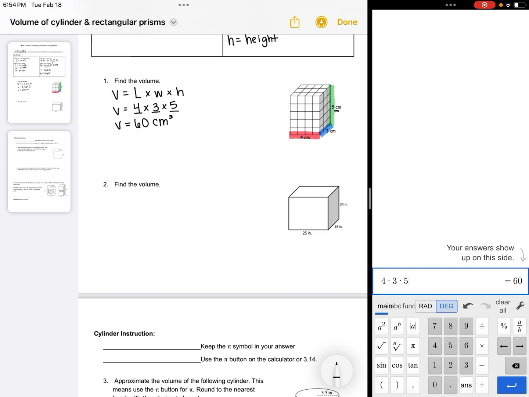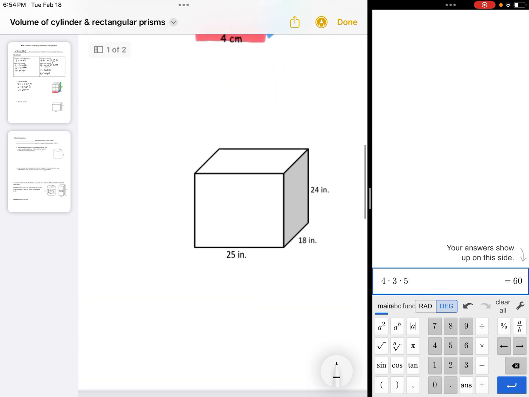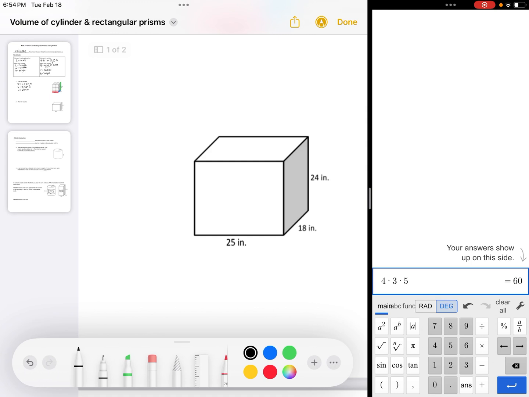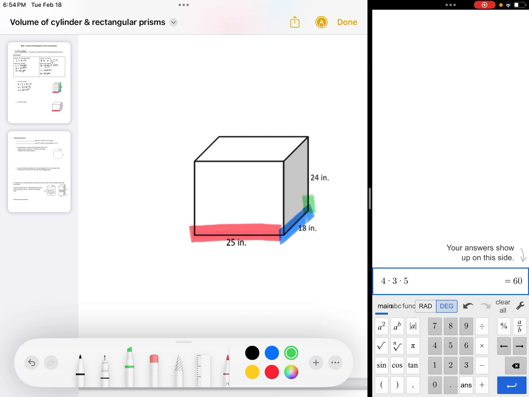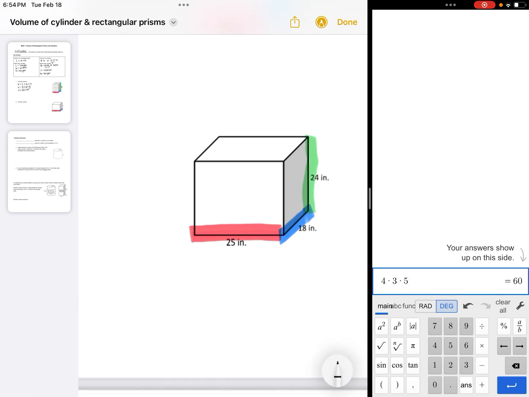So for number 2, it says find the volume. Again, it gives us another prism. We're going to highlight what 3 different values that we have. So I'm going to zoom in here. It looks like our length is 25 inches, our width is 18, and our height is 24. I'm going to take those 3 things and multiply them together.